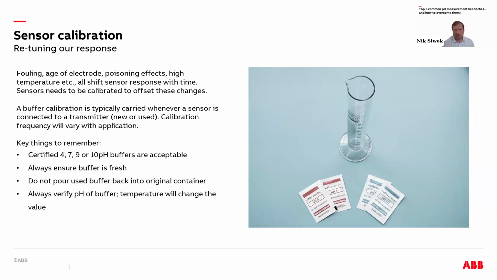10s are typically troublesome when it comes to exposure to ambient conditions for too long. They start absorbing CO2 and becoming more acidic, and they're more sensitive to temperature changes. At 20 degrees C, it might be 10, but a few degrees lower or higher, it might read 9.5, as an example. That's compared to the 4, 7, and 9 buffer solutions, which are less susceptible to changes in temperature. So keep that in mind.